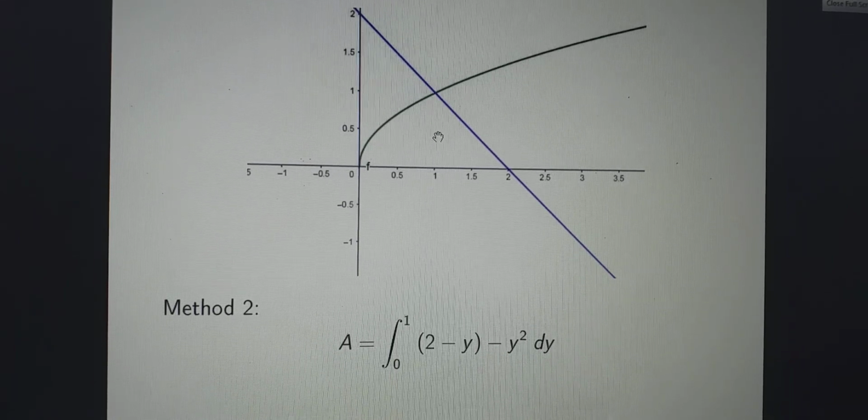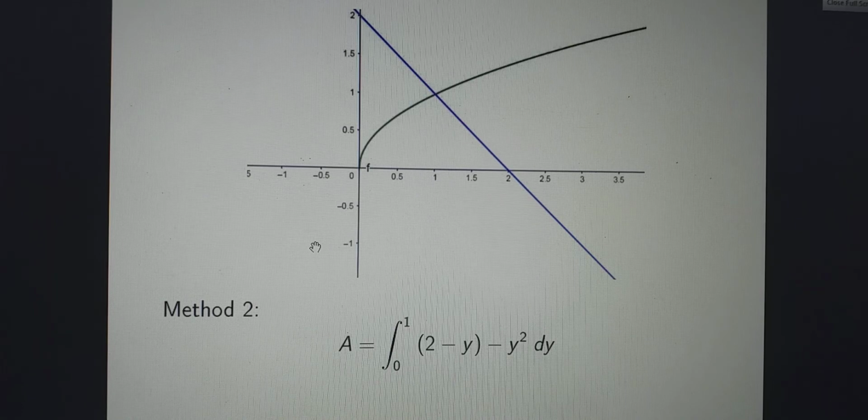So we can find the area by integrating directly from 0 to 1, where the blue line is 2 minus y, minus the green curve, which is y squared, and we can get the area of D.